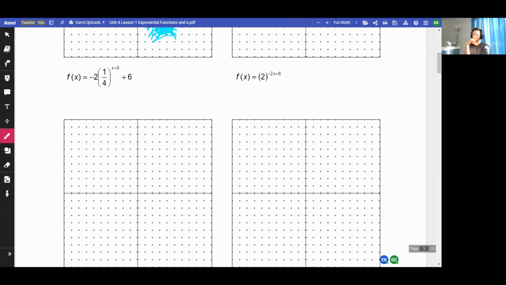All right, but what's the happy point here? Well, let's plug in 0, right? Then what would happen? What do we have? We have 1/4 raised to the 5th power times -2. So that's not ideal.